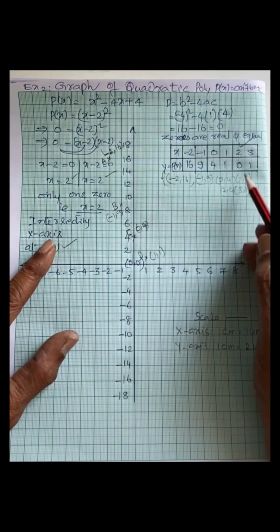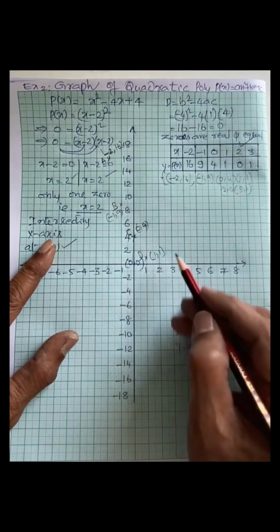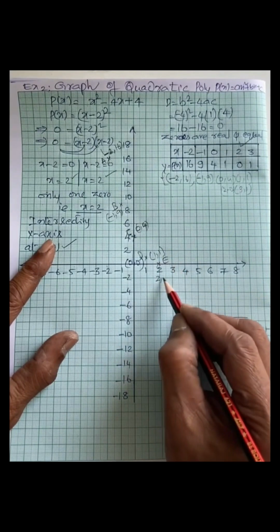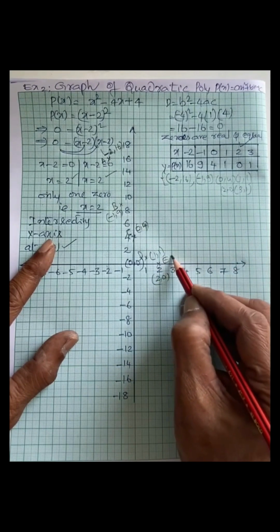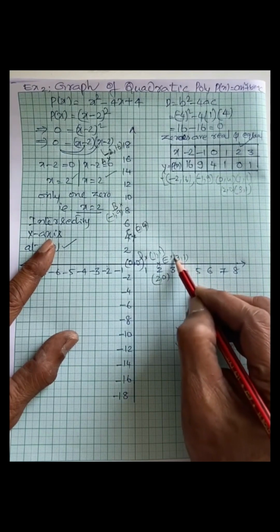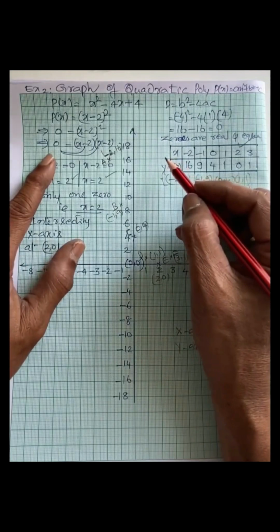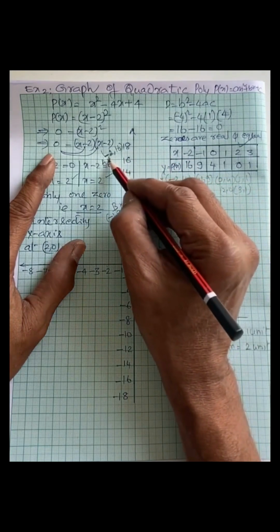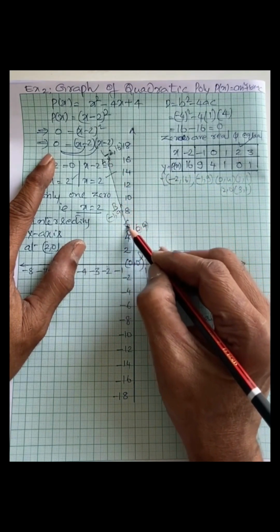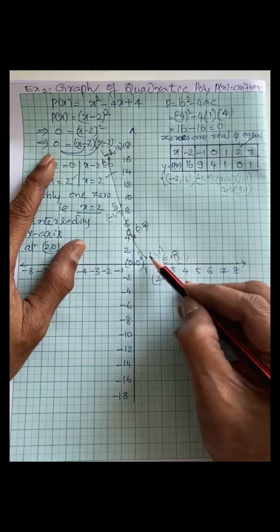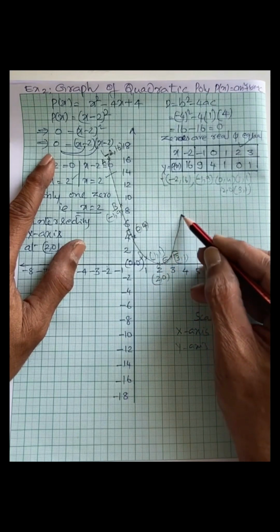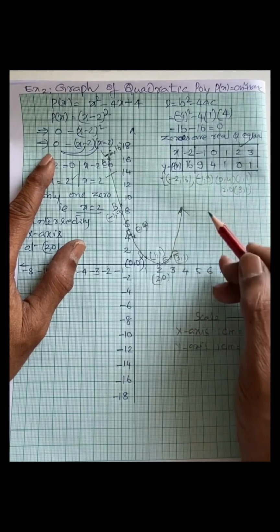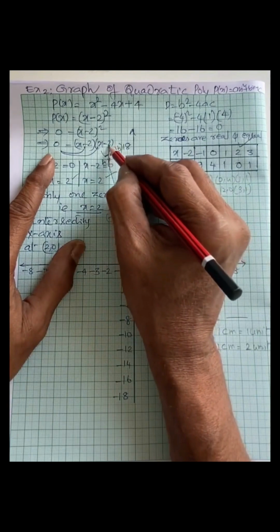2, 0. Where is 2, 0? 2, 0 will be here. Point E. And 3, 1. 3, 1 will be here only. This point is F. We have to draw the graph passing through these points A, B, C, D, E, F. The parabola shape should be like this, and extend the parabola, this graph, and here also you extend like this.